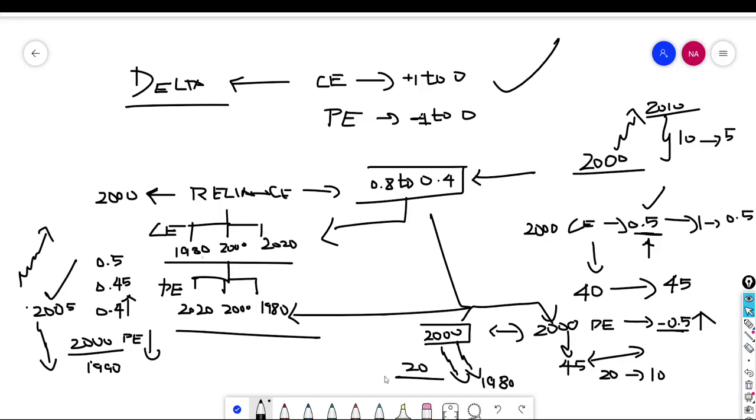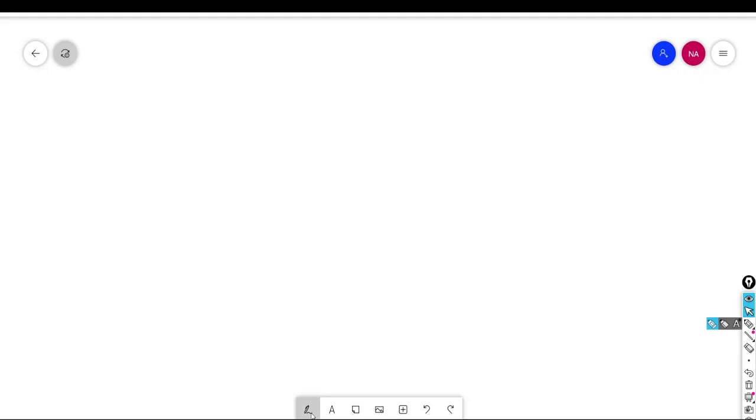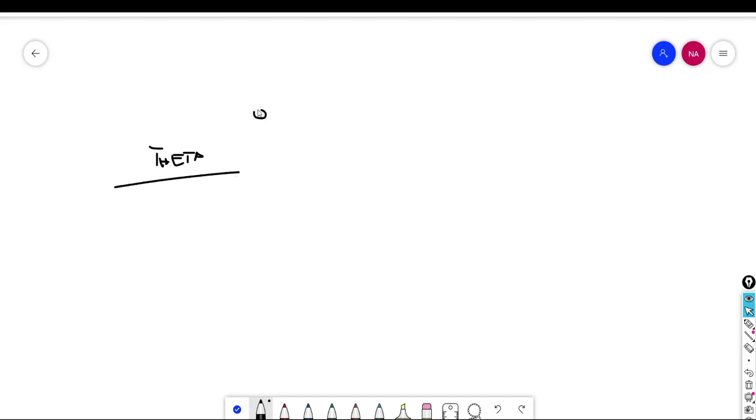Okay, same way. So now what is meant by theta? Theta generally means, from the word, time decay, because every option has an expiry date.